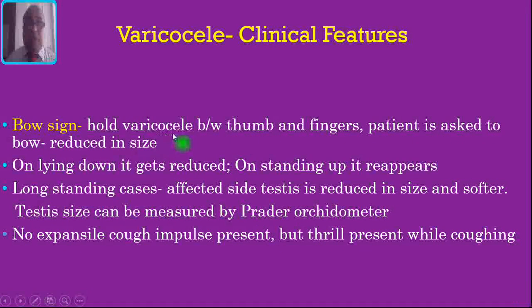Bow sign: if you hold the varicocele between your thumb and fingers and ask the patient to bend forwards or bow, the varicocele size will decrease. So this is known as bow sign. On lying down, usually it gets reduced. On standing up, it will reappear.